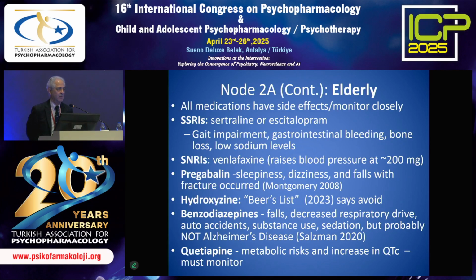SNRIs, you have to watch out for the blood pressure elevation, particularly with venlafaxine. Now, pregabalin, as I mentioned, does have sleepiness, dizziness, and falls as an issue in the elderly. Actually, everything just about can cause more falls in the elderly. It's hard to say which of the various options are worse. It's something you just have to be very concerned about. And then there's hydroxyzine. Hydroxyzine, one of the drugs we're going to discuss in this algorithm today, but in the elderly, we want to avoid it. It's on Beer's list of drugs to be avoided in the elderly because it's very strong in anticholinergic effects.